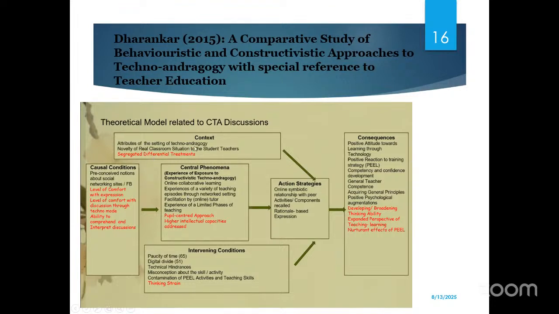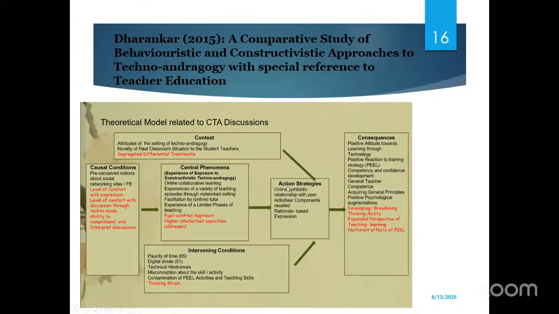Okay, so why am I calling this structured? Because now I'm not getting into the theoretical detail. This is a result of the qualitative research method called grounded theory. The proponents of this research method have given a specific structure: there has to be a central phenomenon, how the person handles that central phenomenon through action, and what the consequences are. So these three are the main boxes.